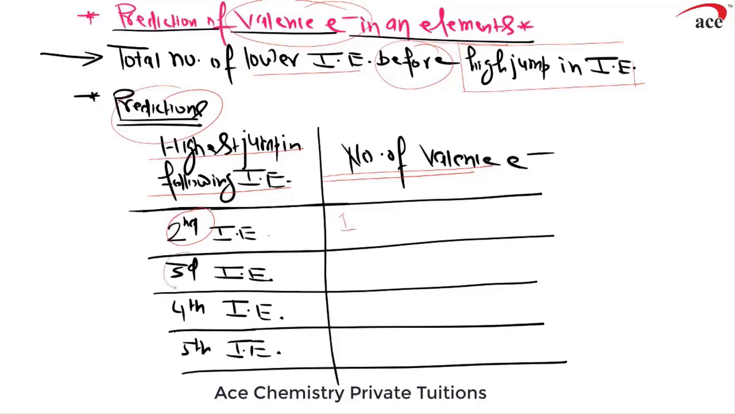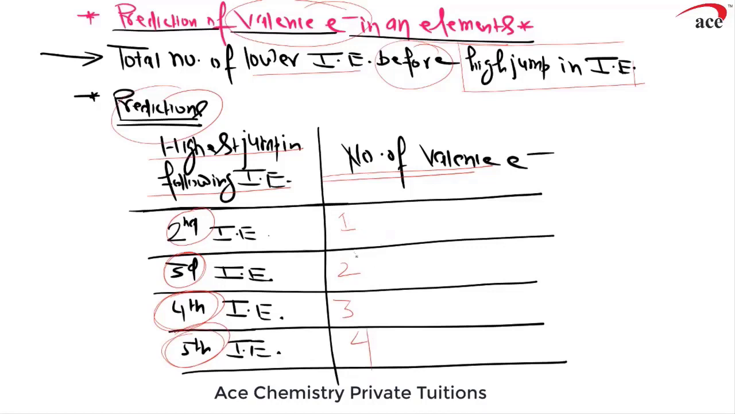If the third ionization enthalpy shows the highest jump, then removal of 2 electrons is easy, so that will consist of 2 valence electrons. If the fourth ionization enthalpy is high, then removal of 3 valence electrons is easy, and if the fifth is high, it means you can remove 4 electrons. So like that we can predict the number of valence electrons.